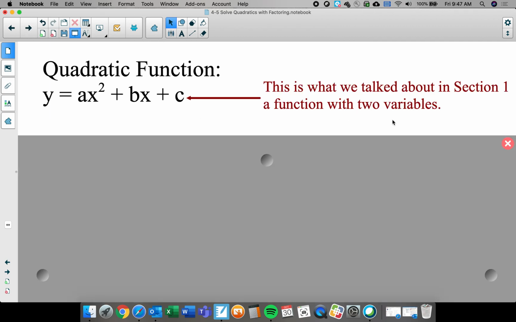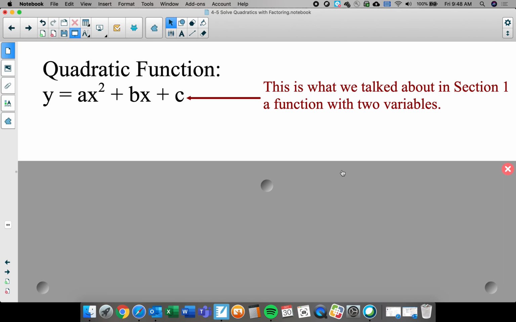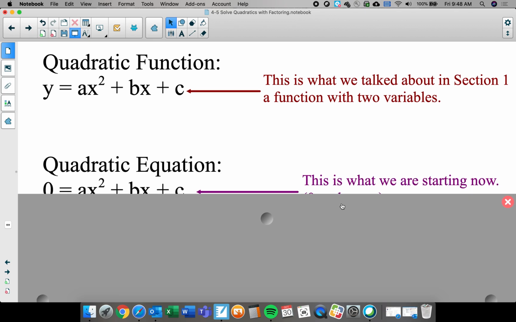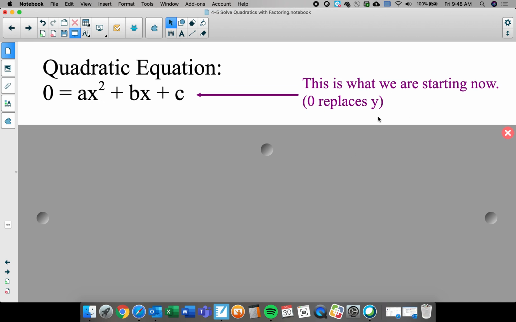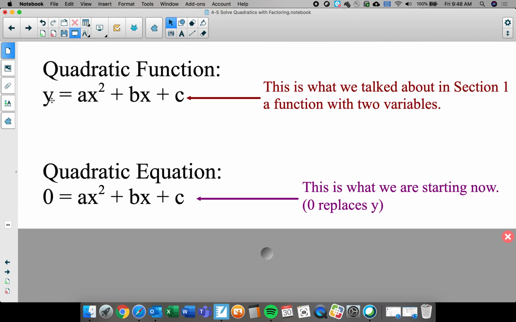So a quadratic function, once again, is y equals ax squared plus bx plus c. That's standard form. This is what we talked about as a function with two variables. A quadratic equation is one where it now equals 0. The first part of this has all been, here's a quadratic function, and we've been looking at the graph and all that kind of stuff. Now we're going to set it equal to 0, and we're going to find the x-intercepts, when y equals 0.